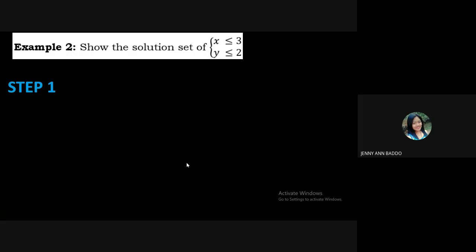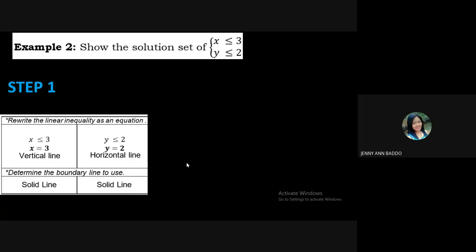Let us have another example. Show the solution set of the system of linear inequalities: x is less than or equal to 3 and y is less than or equal to 2. Step 1. Again, we have to rewrite the linear inequality into an equation. So, changing x is less than or equal to 3, we now have x equals 3. And then from y is less than or equal to 2, we have y equals 2.